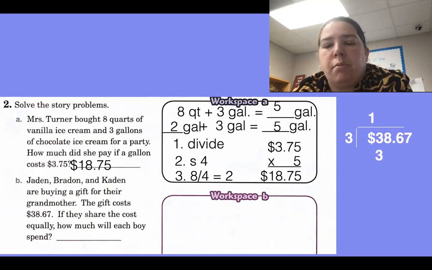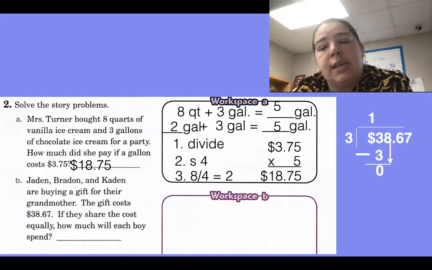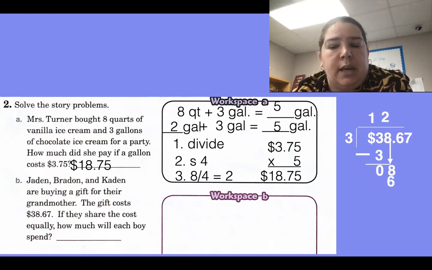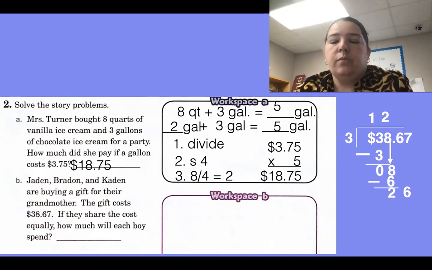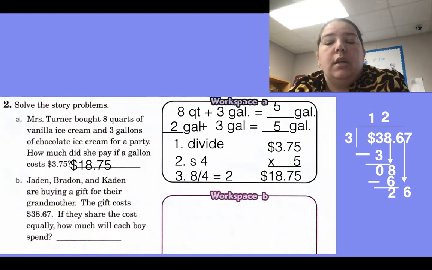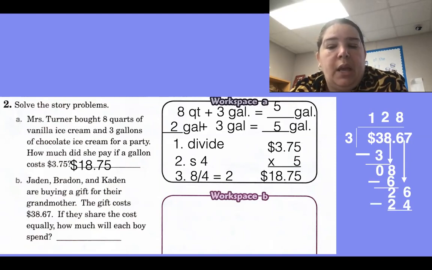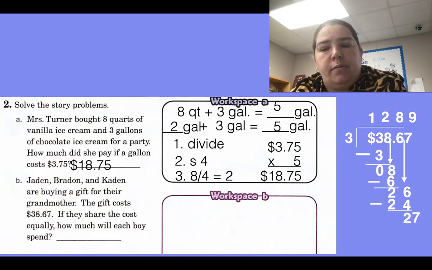When we do that, we have 3 divided by 3 equals 1. 1 times 3 is 3. 3 minus 3 is 0. Now we compare, 0 is less than 3, so we need to bring down our 8. 8 divided by 3 is 2. 2 times 3 is 6. 8 minus 6 equals 2. We bring down our 6. 26 divided by 3 is 8. 8 times 3 is 24. 26 minus 24 equals 2. And 2 is less than 3, so we can bring down the 7.